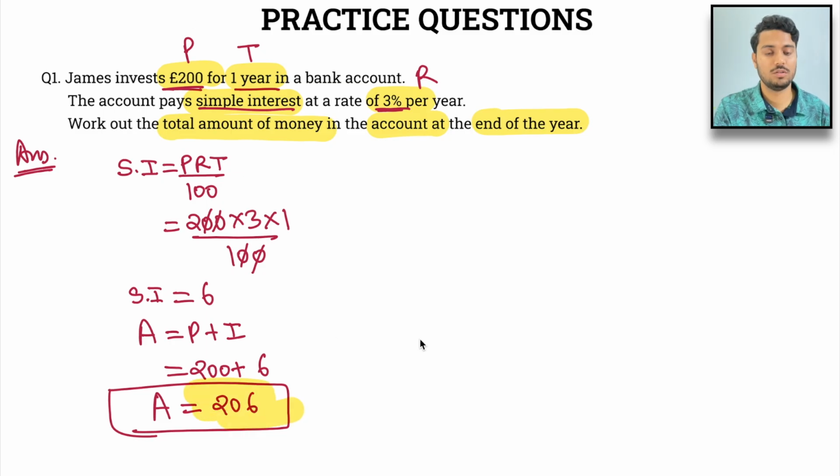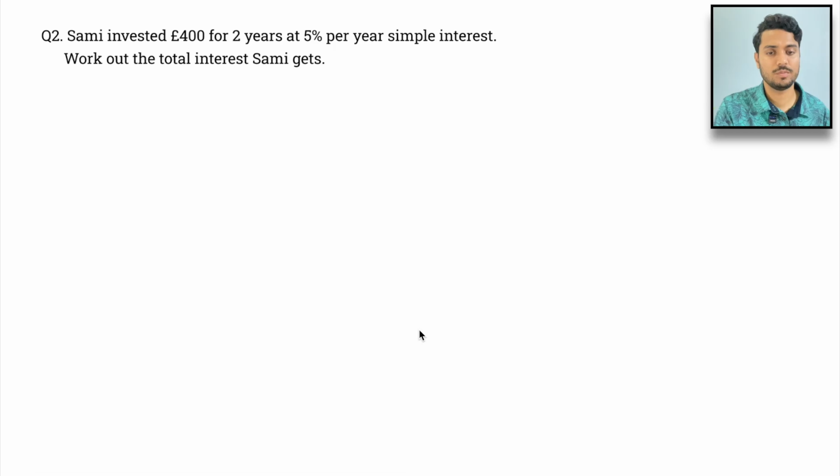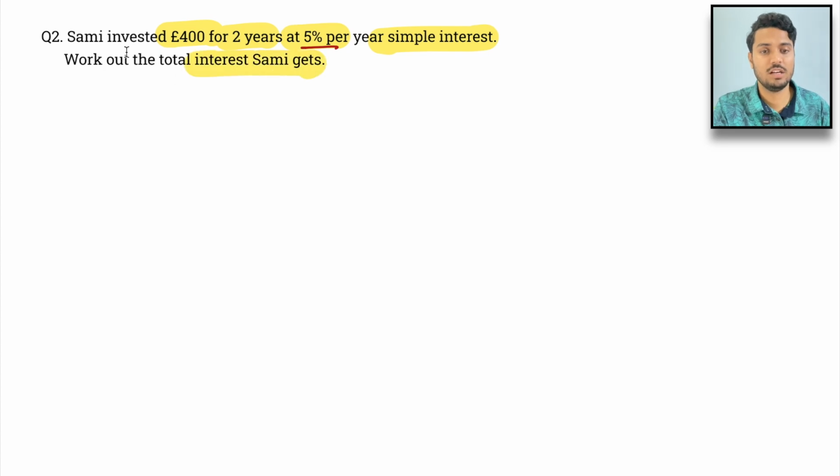Let's move on to question number 2 now. Question number 2, it says Sammy invested 400 pounds for 2 years at 5% per annum at simple interest. 400 for 2 years, 5% per annum simple interest. Work out the total interest Sammy gets. So in this case, we only have to calculate the simple interest.